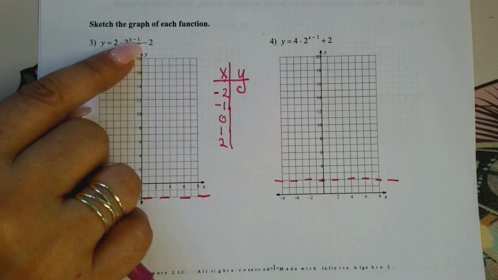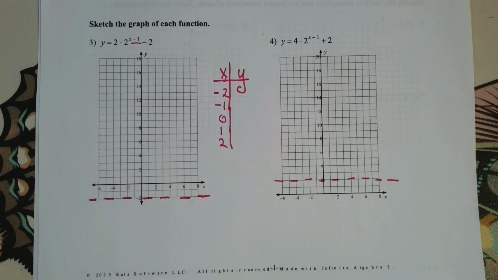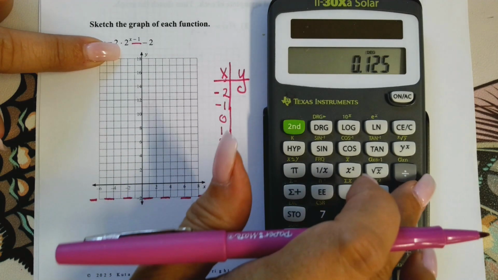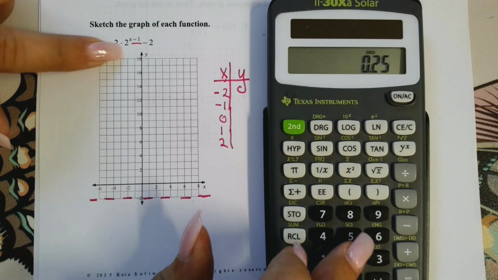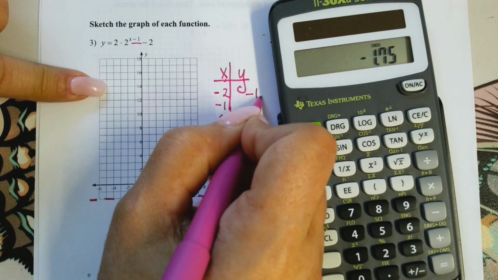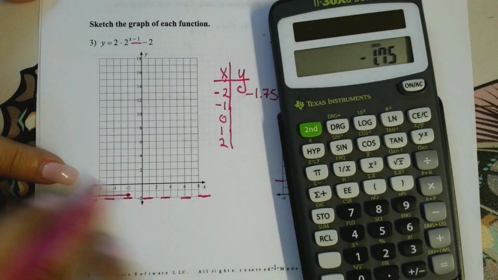So let's plug in the -2. -2 minus 1, that's -3. 2 to the -3rd power is 0.125. We multiply that by 2, and we subtract that from 2. So that's going to be -1.75. So at -2, you are very, very close to -2, which makes sense. This is an asymptote, yeah? So I'm getting that piece done.